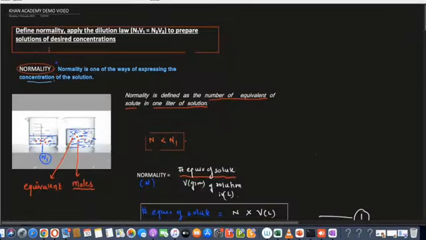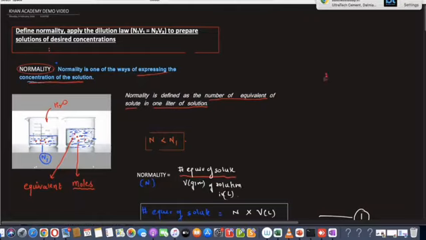Normality. What is normality? Normality is a way of expressing the concentration of a solution. So when we have a solution and we dilute it with some water, the dilution increases, so the amount of the solvent increases, right? But the concentration decreases. So if you increase the dilution, the concentration of the solution decreases, that we already know. So the normality decreases.